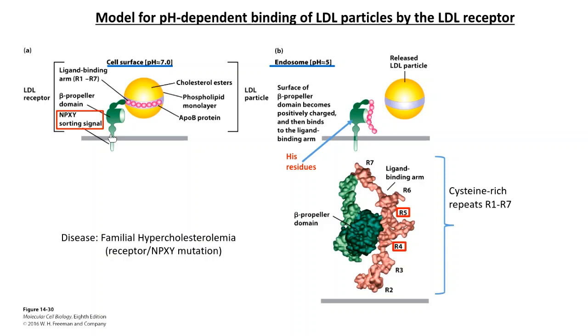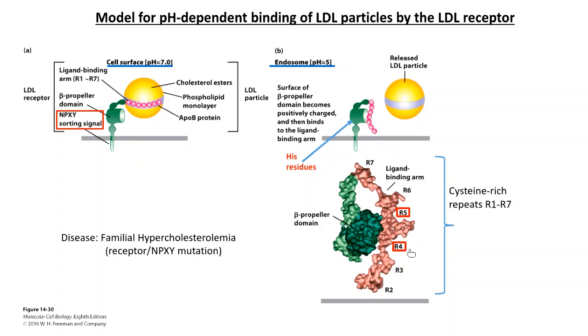So here is the beta propeller domain, which is basically histidine rich. And then we have this ligand binding arm, the pink portion. It contains the cysteine rich repeats. If we take just this structure and see its crystallographic structure here, we can see this is the beta propeller domain, right? And here this is histidine rich, so this is positively charged. And these are 7 cysteine rich repeats, R1 to R7.